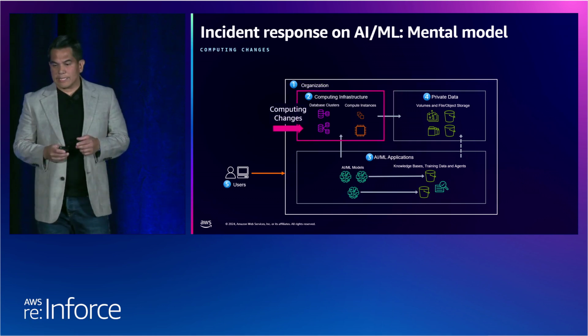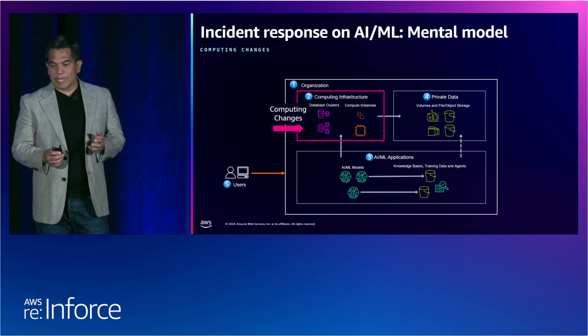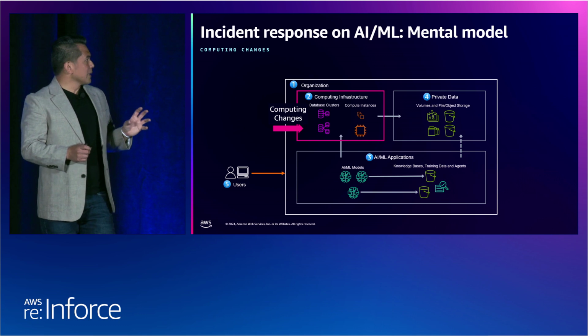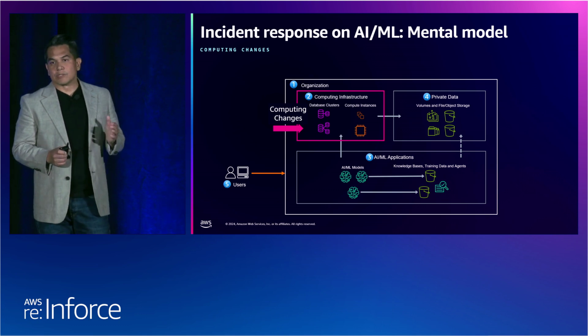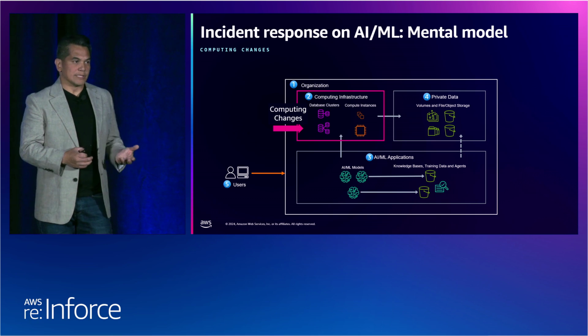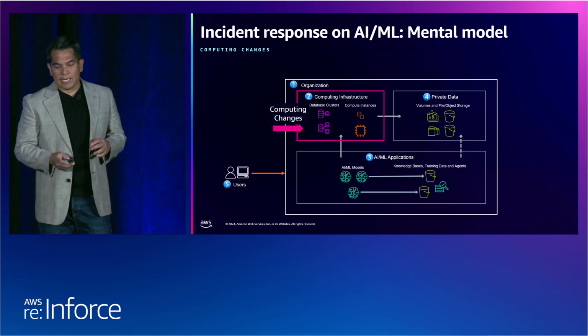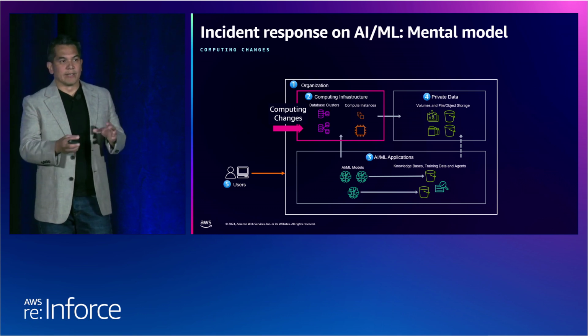The next element is with computing infrastructure and computing changes, whether there were actually any changes made to the computing infrastructure. Now, this is part of the model for incident response on AI, but this specific element applies to incident response in general. You want to see what resources were created, accessed, deleted, changed, or modified, and so we actually incorporate that with the model for incident response on AI as well.